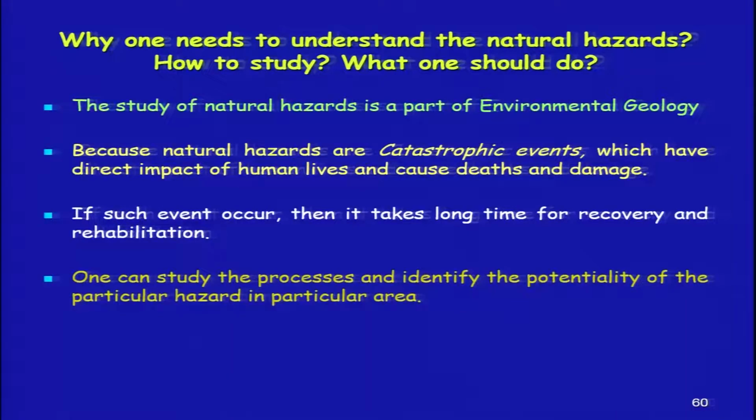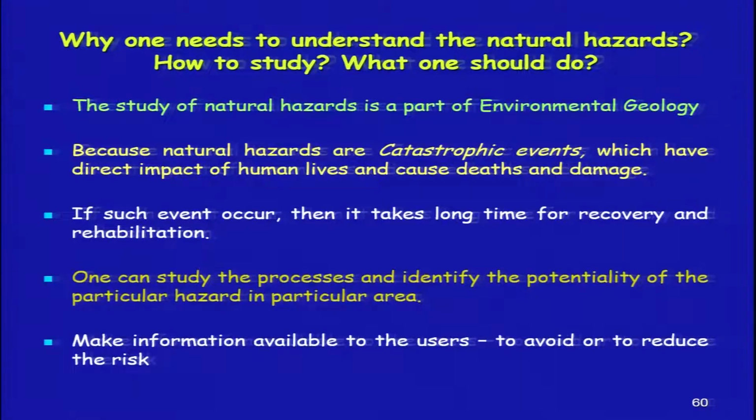One can study the processes and identify the potentiality of a particular hazard in a particular area. Unless and until you can say that a tsunami will not occur in the Himalaya, because the location is not favorable or ideal for generating a tsunami, the processes should be identified and we should know the potentiality of a particular hazard occurring in a particular area, and then make this information available to users to reduce the risk, both to the people as well as the property.